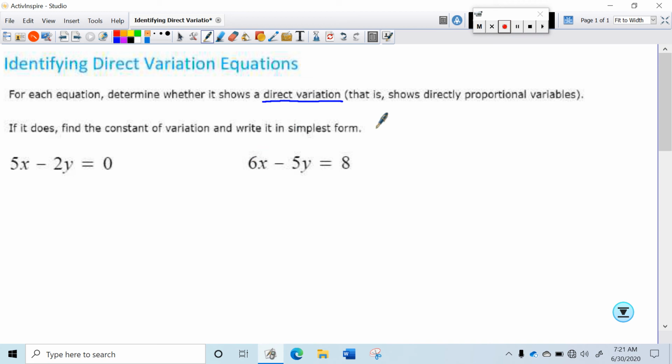So we're going to get our y by itself. I'm going to put it in slope-intercept form. If it just has a y and an x in the problem when we do that, then yes, it is direct variation. And the number in front of x is the constant of variation.